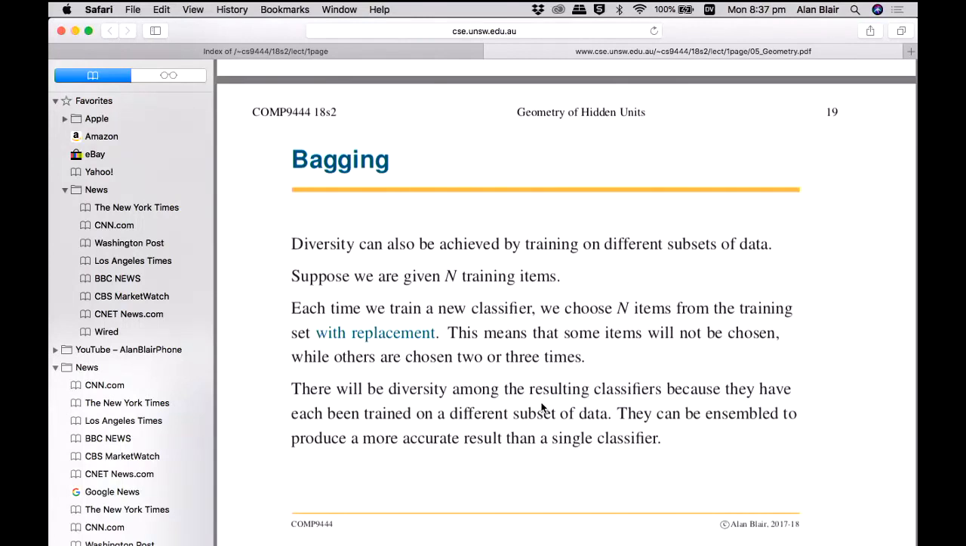There's a lot of mathematical theory behind this, but I can repeat this process 10 times. So I've got neural networks with the same architecture, but each one's been trained on a slightly different training set, and then I can ensemble them together, and it turns out that actually gives a better result than just one classifier, right?